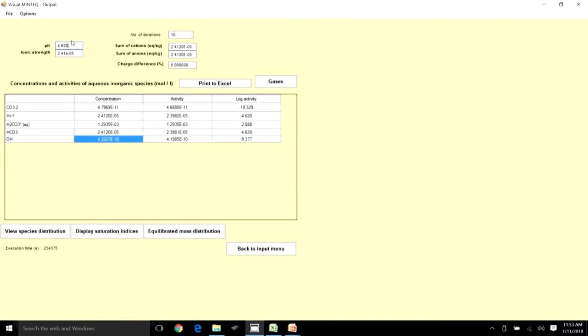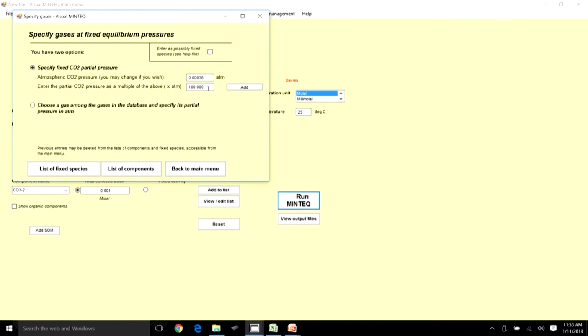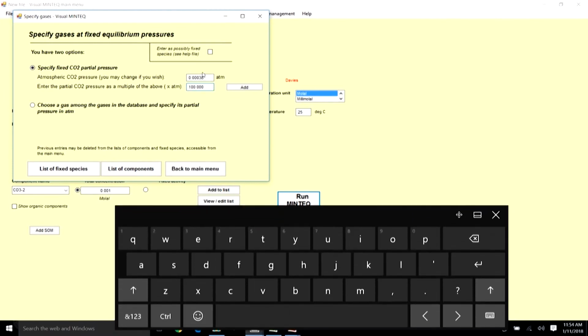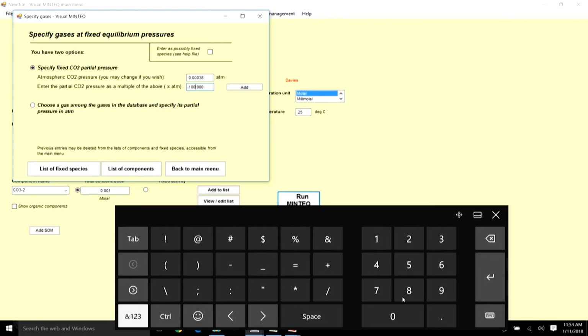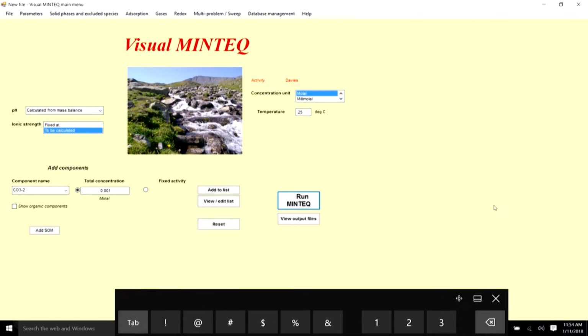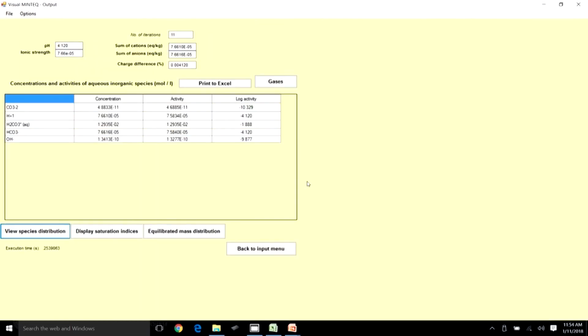So again if I want to decrease the pH further, what do I need to do? I obviously need to increase the carbon dioxide concentration. So instead of 0.038, let us look at 0.38, I guess. So I will go back to the input menu and again back to gases and specify, and instead of 100, let me try out 1000 here, add, and back to main menu. I am going to run Mintek, and here you see now a fallen pH, and obviously why is that? Because you are now increasing the concentration of your carbon dioxide in the gaseous phase. So again the equilibrium has shifted.